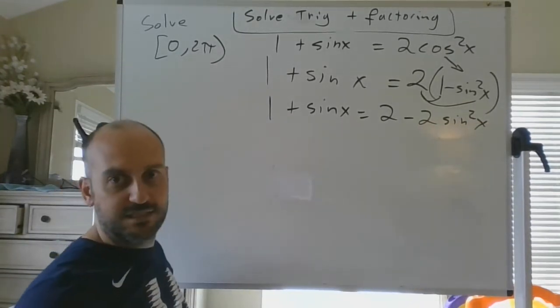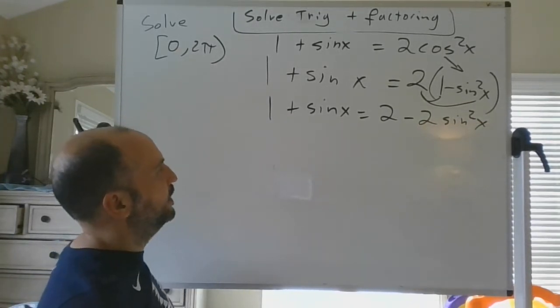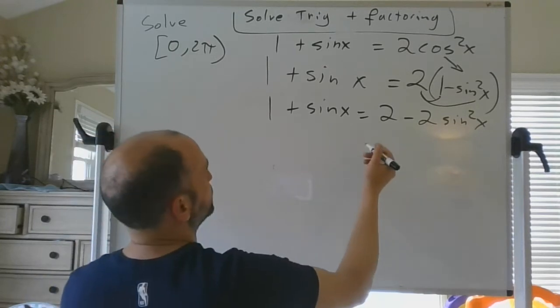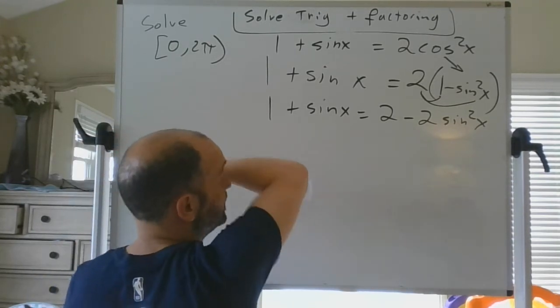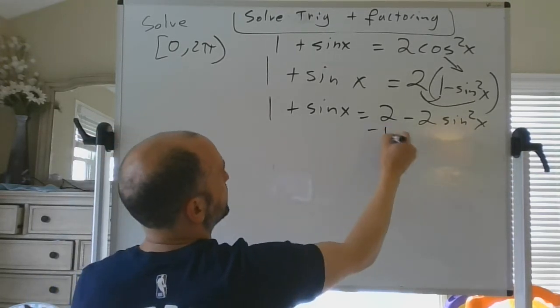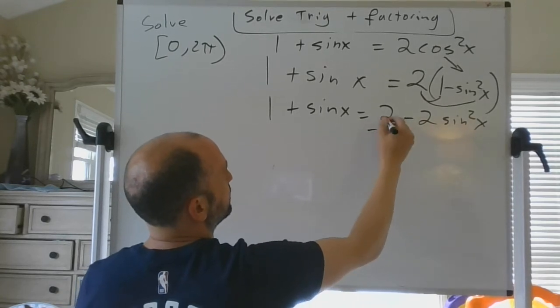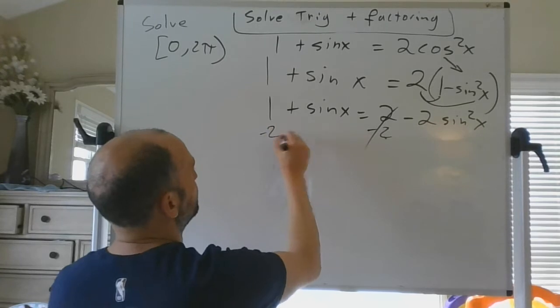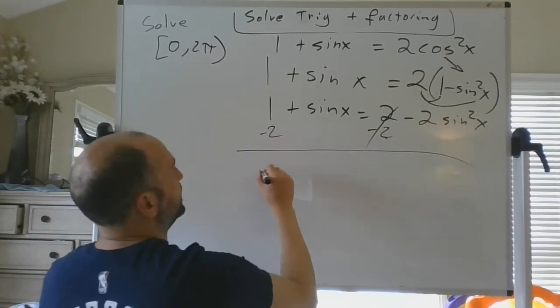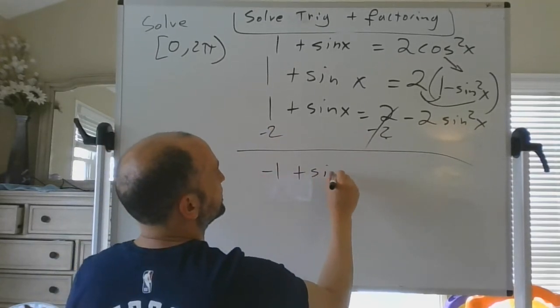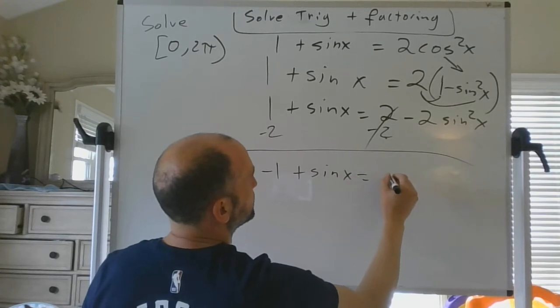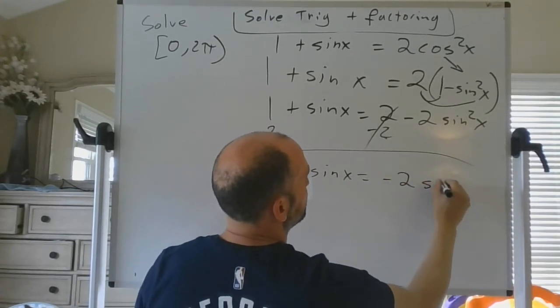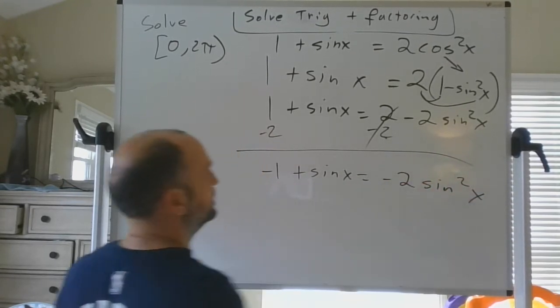Okay, let's continue working this out. What else can we do? We can go minus 2 here. I'm just algebraically working it out, doesn't really matter. I'm going to go minus 2 here. Negative 1 plus sine of x equals negative 2 sine squared x. Okay, great.